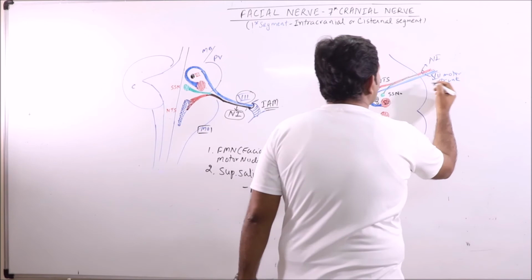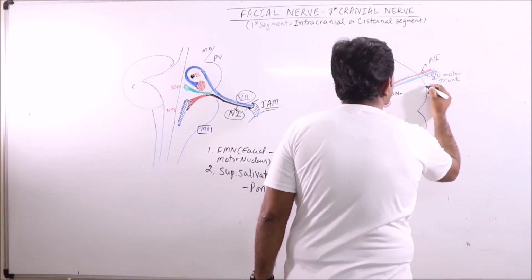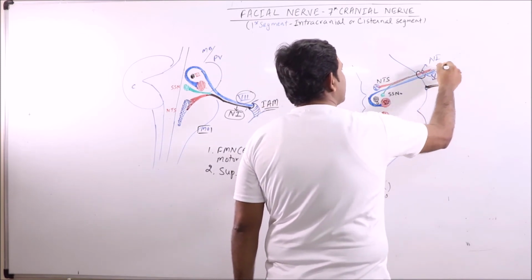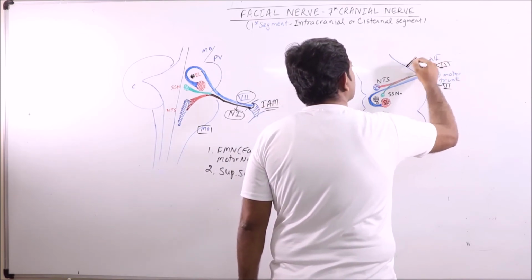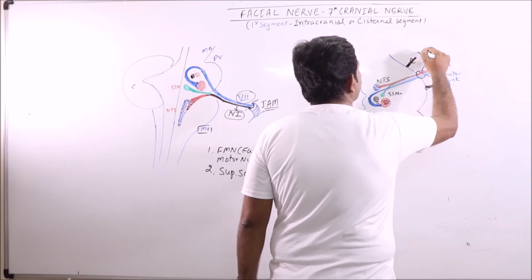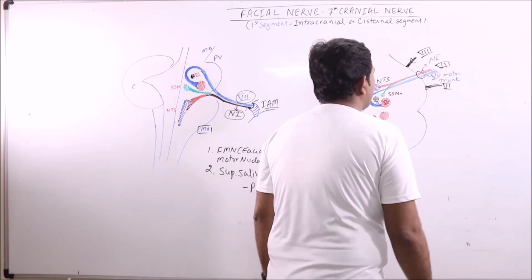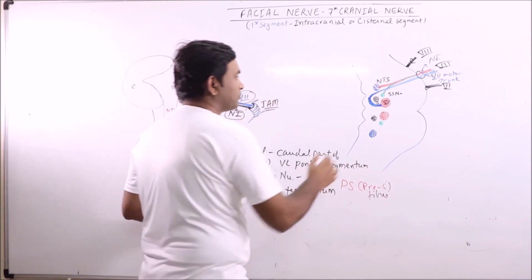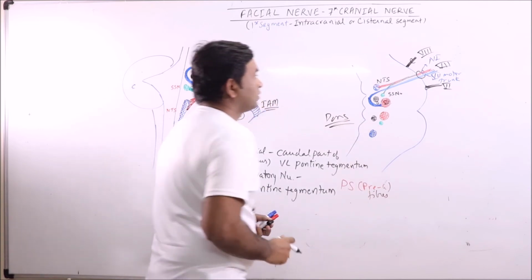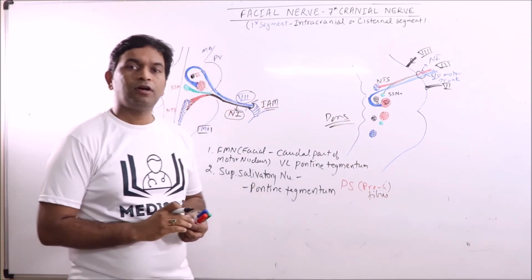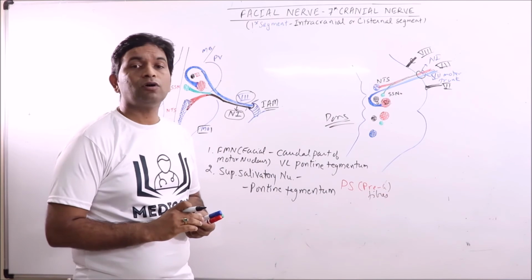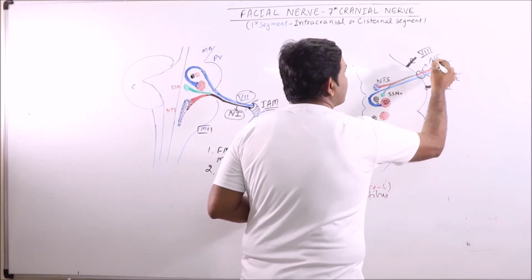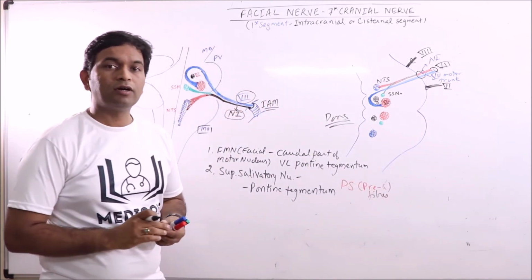Now at this side, this is the region from which the 6th cranial nerve emerges out. This one is the 7th, and from here the vestibulocochlear nerve or the 8th, that is the auditory cranial nerve, emerges. So this is the transverse section of the pons varoli. This is the first part of the facial cranial nerve, which is also known as the intracranial or cisternal segment. It will end after entering the internal auditory meatus.